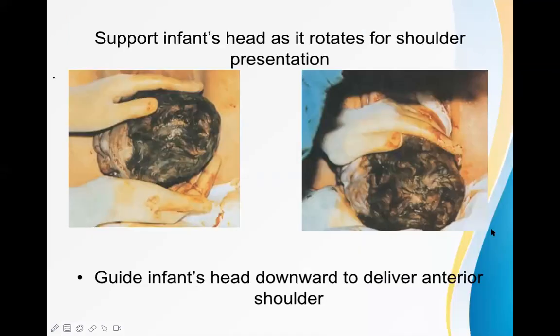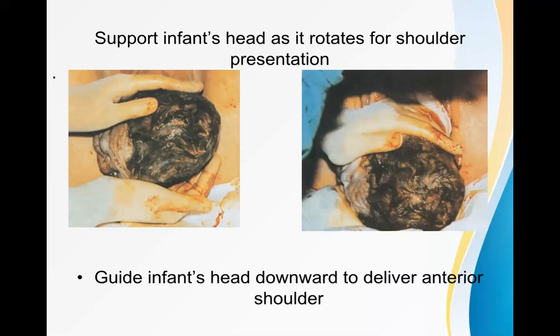Now again, this picture is showing the same thing. Please focus here. Support the infant's head as it rotates for shoulder presentation. We need to keep on supporting with two hands. See here, very nicely shown. Guide the infant's head downward to deliver the anterior shoulder. Now, the anterior shoulder is present just posterior to the symphysis pubis.